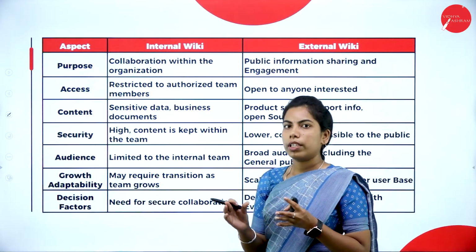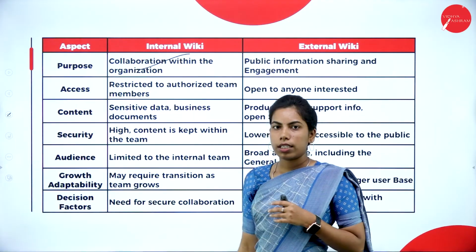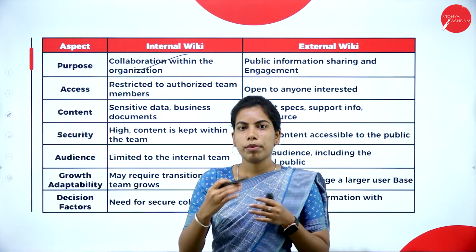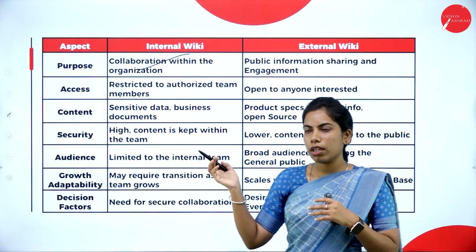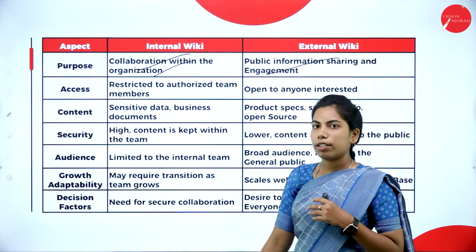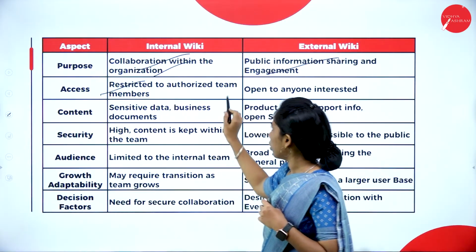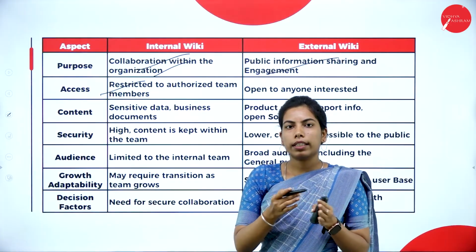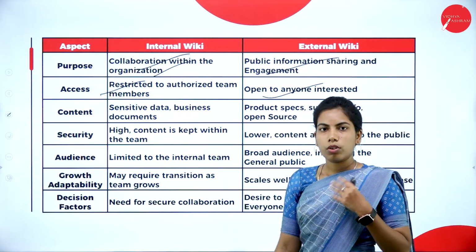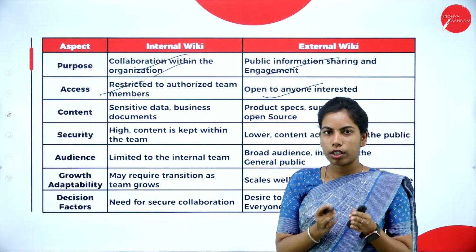And here you can see some of the differences between internal and external wiki. For purpose, the internal wiki is mainly for collaboration within the organization. For example, TCS collaborating with IBM, or IBM collaborating with Infosys. In that case, you can use collaboration within the organization. Coming to the external wiki, it is for publicly informed sharing and engagement, mainly for public interaction. Coming to who can access: the internal wiki is restricted to authorized team members, only individuals or a selected group of people. The external wiki is open to anyone interested. Those who are interested can use the external wiki. No need to depend on a particular group, it will not stick to one group.